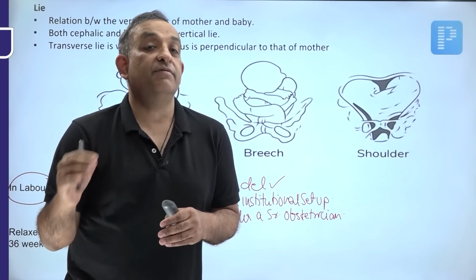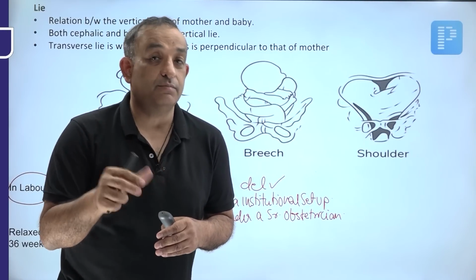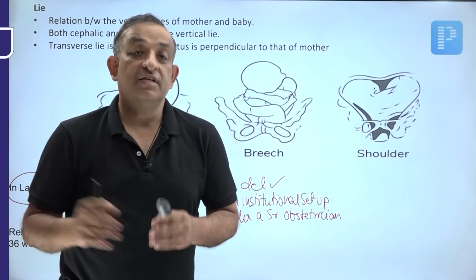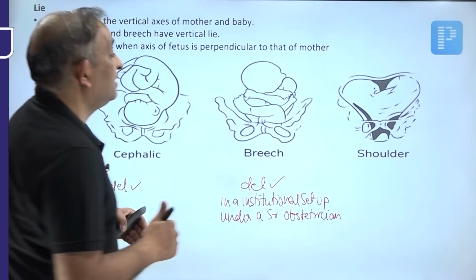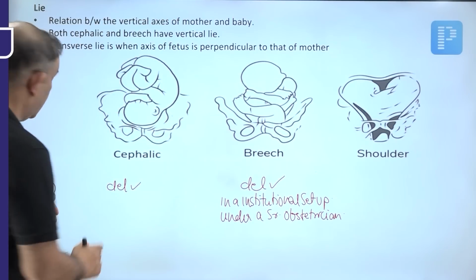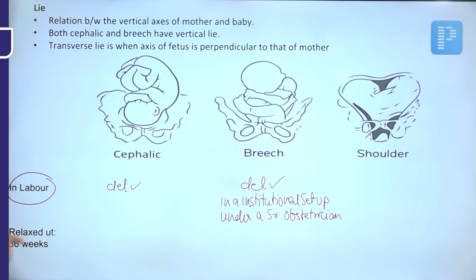Yes, breech vaginal delivery can cause more fetal injuries, but in the hands of a senior obstetrician and with good selection, it can be a very safe vaginal delivery as well. All right. Then shoulder presentation in a transverse lie. Now we are talking about all of these 3 if they come in labor.